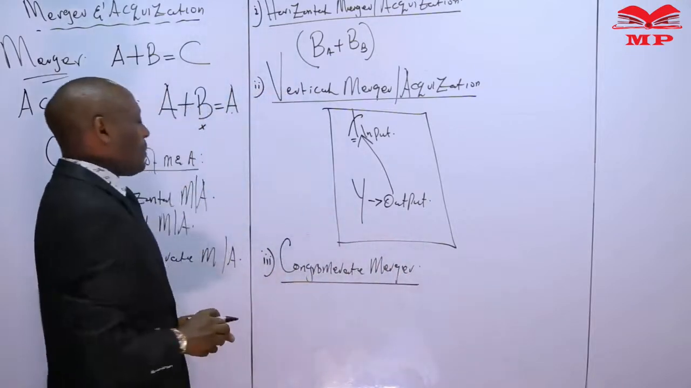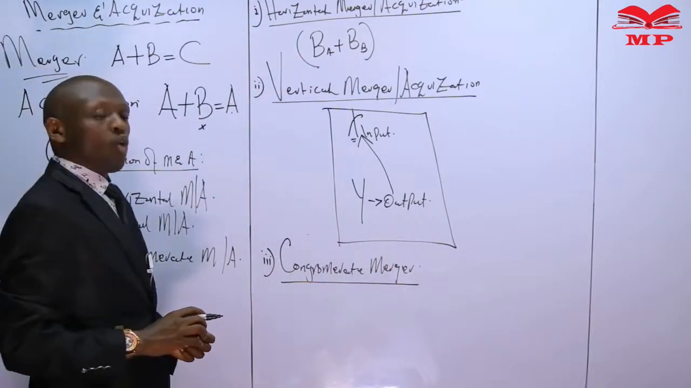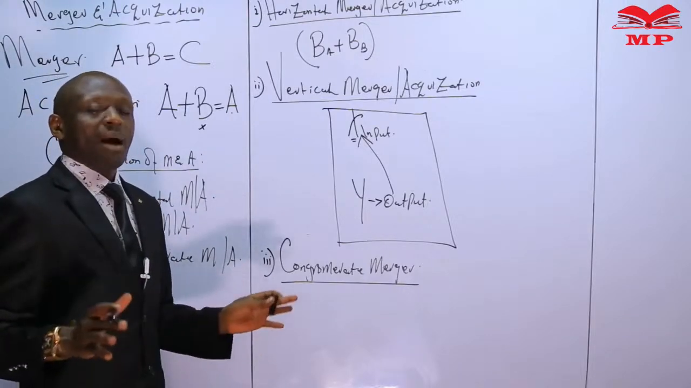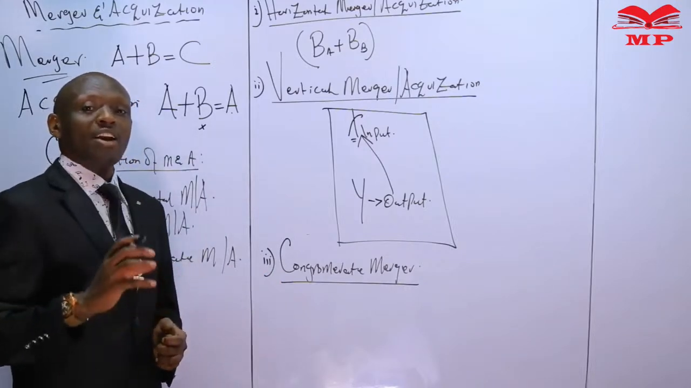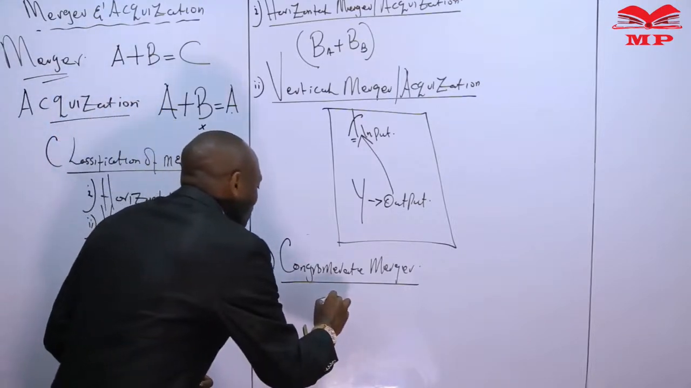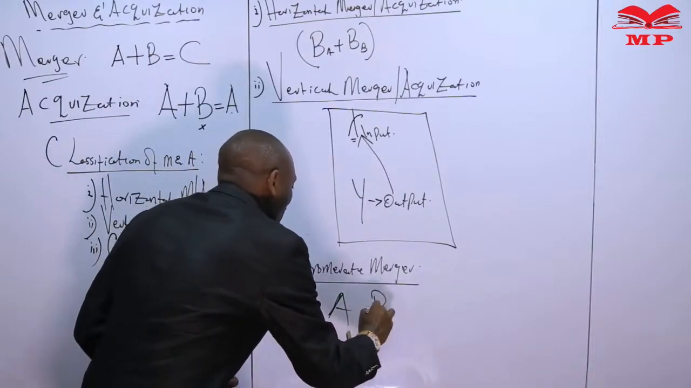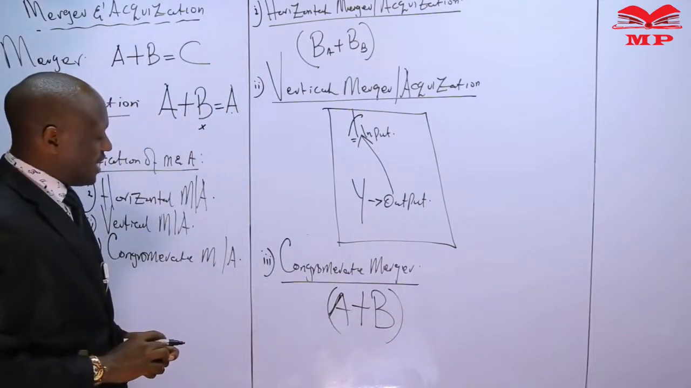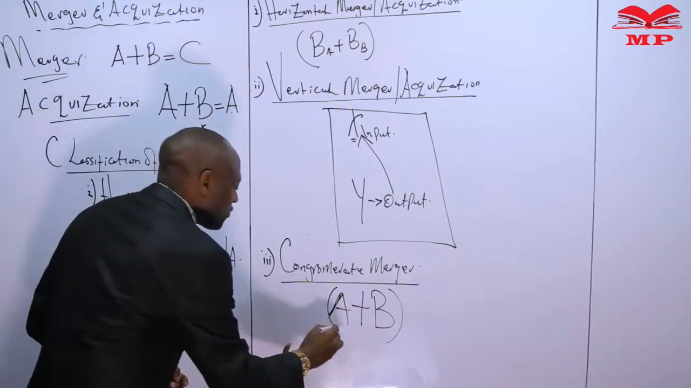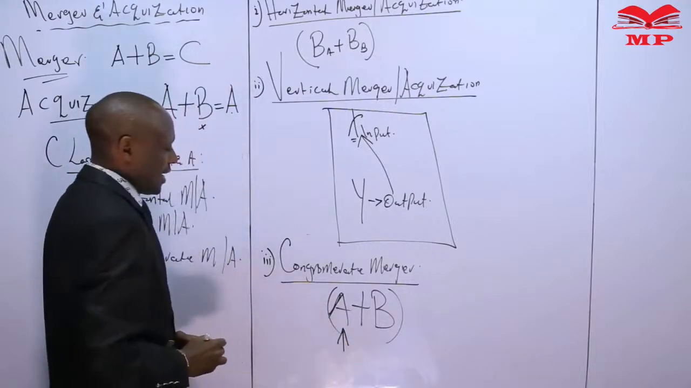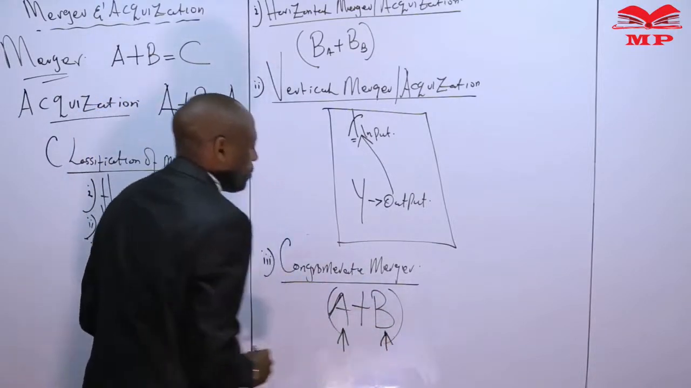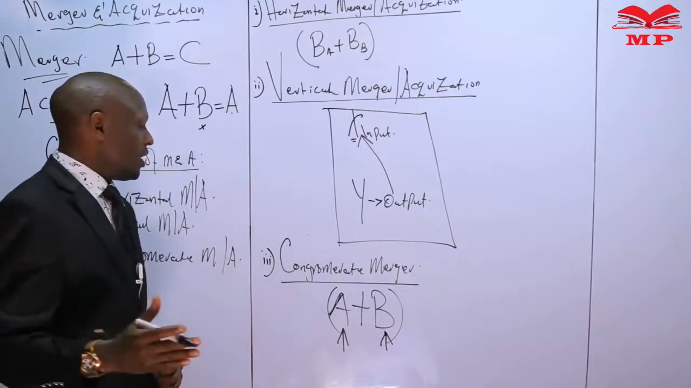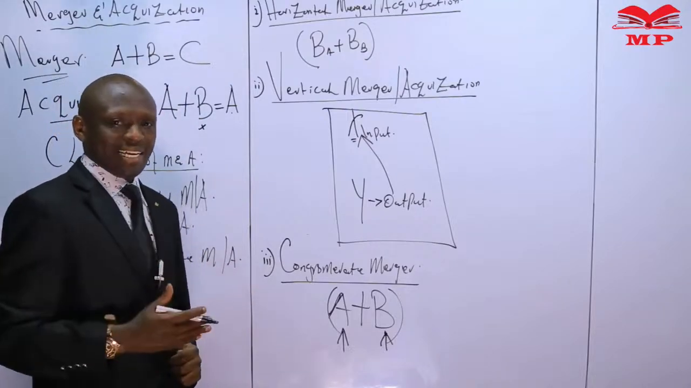In a conglomerate merger, two or more firms in completely different industries come together to form a new firm. You have a firm A and a firm B. You combine them together, but they are in different industries. For example, this firm may be in manufacturing and this one is in communication, or you have one firm in the communication industry and the other in the banking industry.